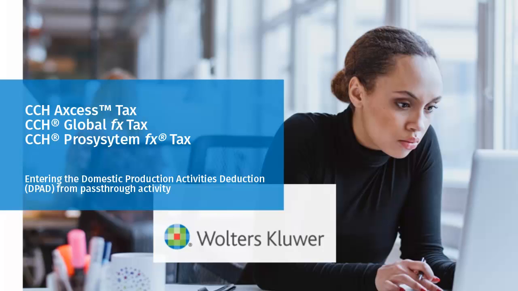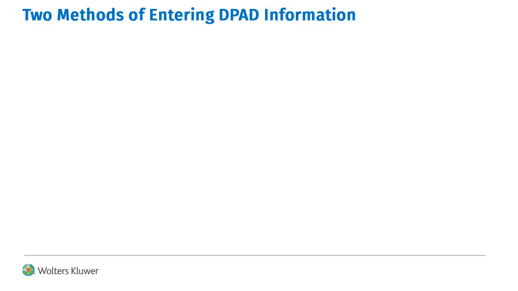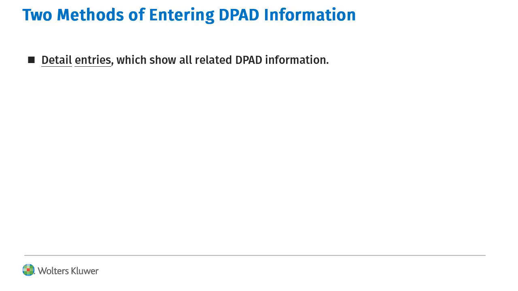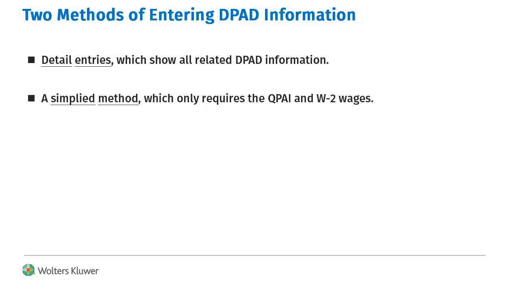Welcome to this tutorial on how to enter the pass-through domestic production activities deduction. There are two methods for inputting DPAD information. One uses detailed entries, and the other is a simplified method where you can enter just the qualified production activity income and the W-2 wages.